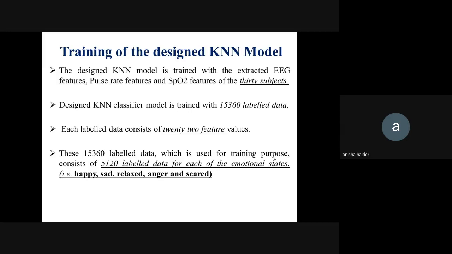So each labeled data consists of 22 features, 12 from EEG, 5 from pulse rate, 5 from SpO2. This 15360 labeled data, which is used for training purposes, consists of 5120 labeled data for each of the emotional sets. There are 5 sets, so 15360 divided by 5 equals 5120. Whether it is correct or not, the multiplication. I don't know, maybe. No, this is divided by 3. So the calculation is wrong. Okay, then ignore this calculation, but using this labeled data, we can train our system in the happy state and sad state and relaxed state and angry state and feared or scared state. These are all trained using these 15360 labeled data.